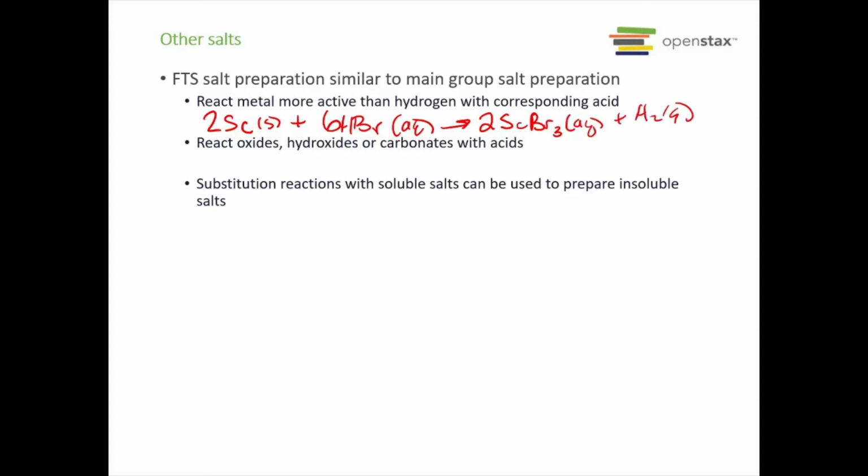We can also prepare salts by reacting their oxide, hydroxide, or carbonate with acid. So for instance, if we take some nickel hydroxide, that is a solid, and give it some acid, well, that acid is perchloric acid. We get some aqueous nickel here. So now we've made this aqueous nickel perchlorate salt.